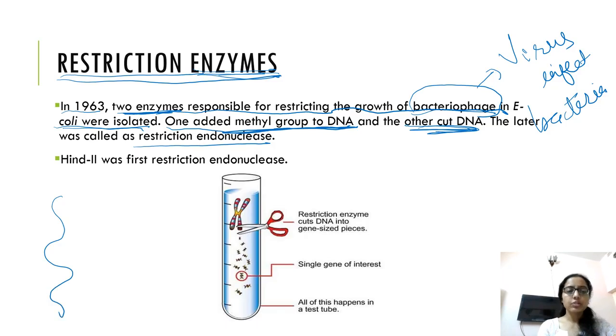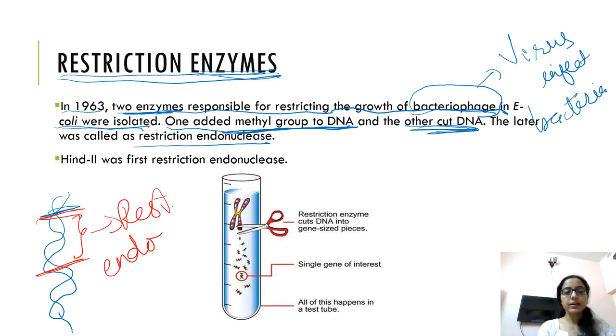See, this is the structure of DNA, right? Now this other enzyme might have cut the DNA from here to here. If it cuts a specific sequence, that is called restriction endonuclease. Endo means it is cutting inside; endonuclease cuts a specific sequence of DNA. HindII was the first restriction endonuclease.